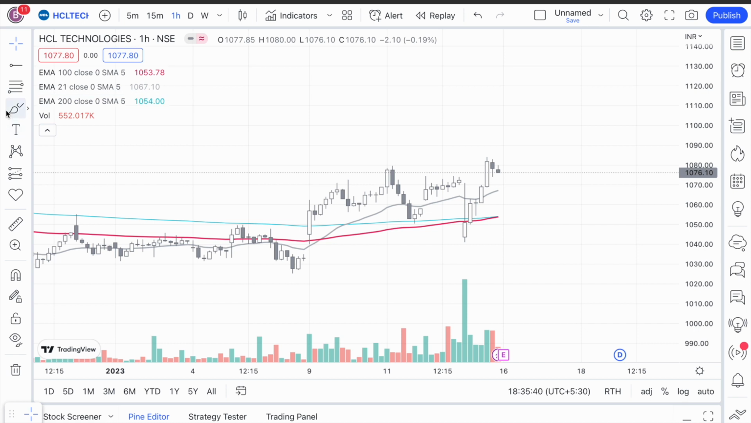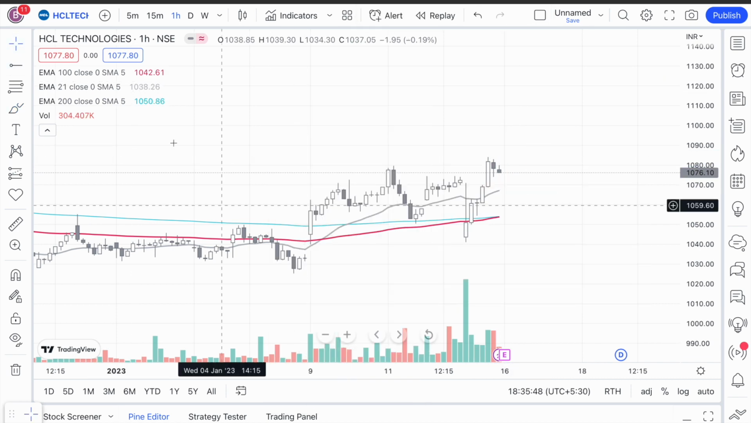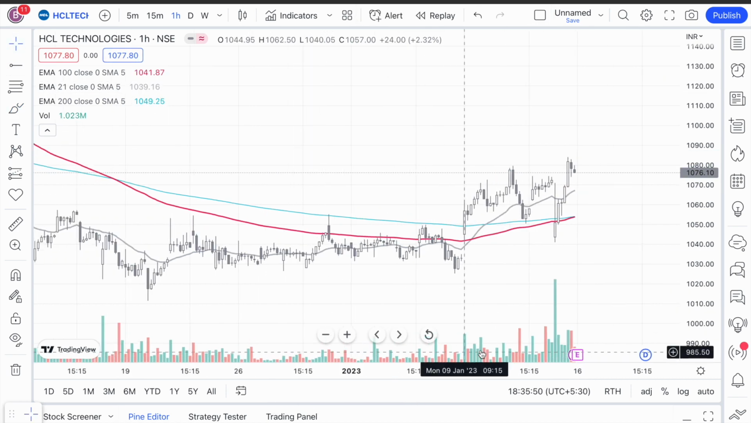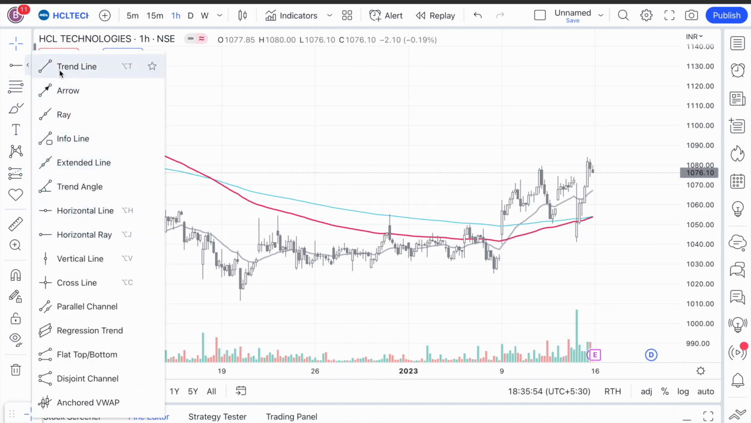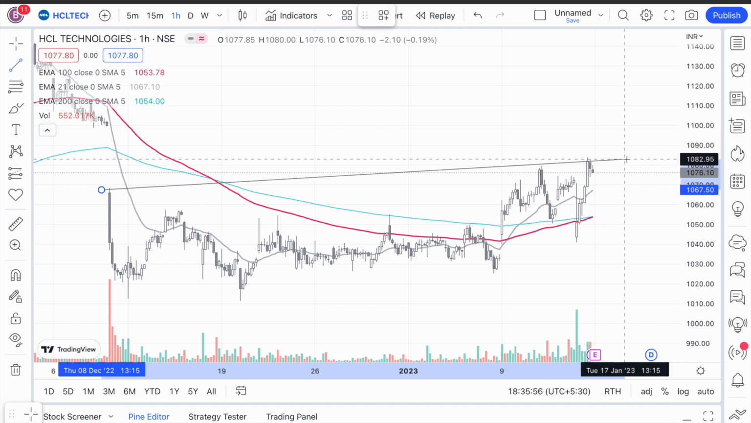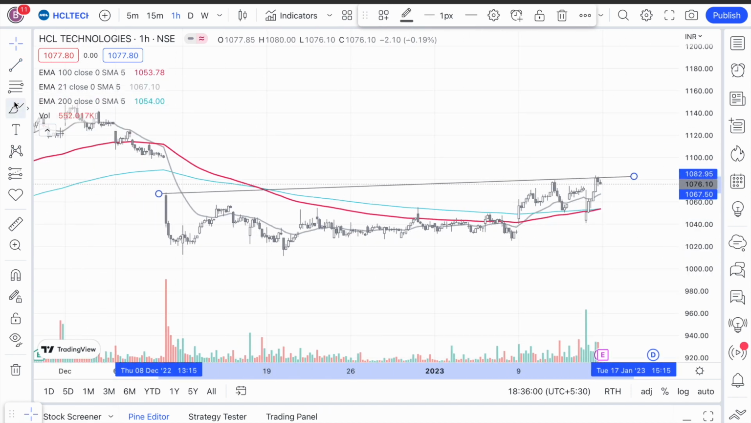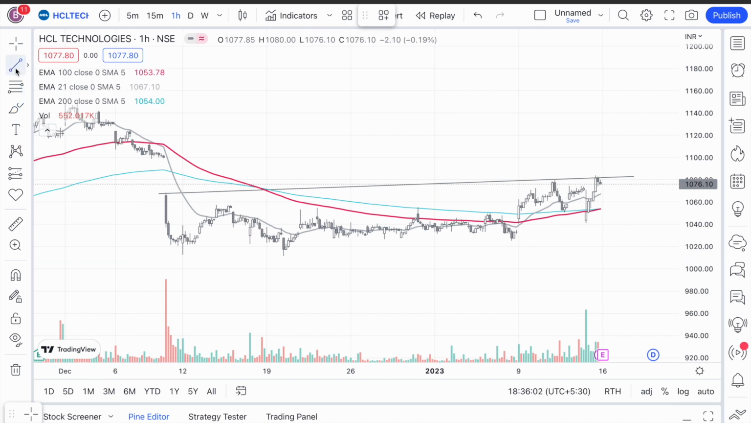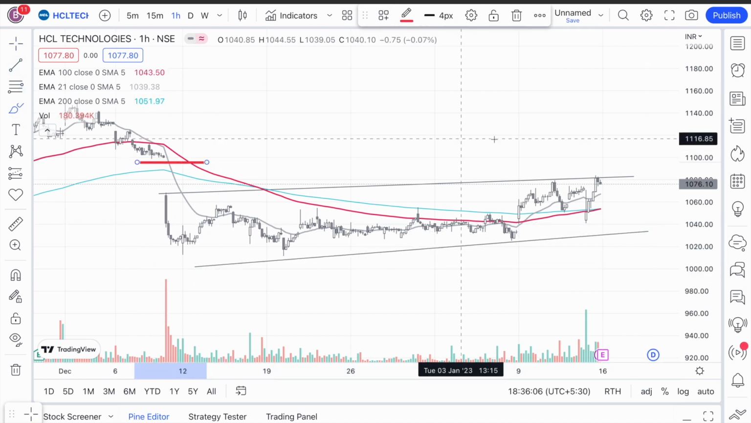So I went long at around this mark, 1068, and was able to capture a nice movement till here, right? If you look at the hourly time frame chart again, look at this. If I connect these three lines, these two points, there is a range being created here, and you can actually trade this movement of this gap getting filled.